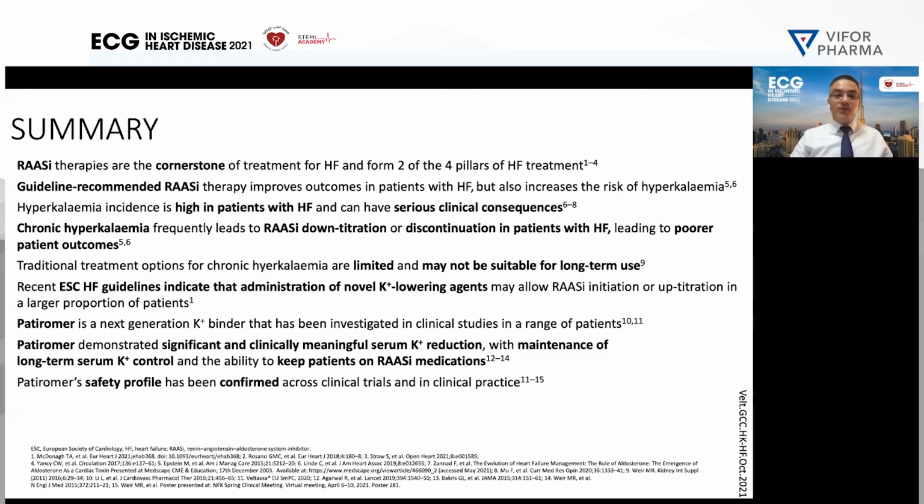Patiromer is a next generation potassium binder that has been investigated in clinical studies in a large range of patients. It demonstrated significant and clinically meaningful serum potassium reduction with maintenance of long-term serum potassium control and the ability to keep patients on RASI medication. The safety profile has been confirmed across clinical trials and in clinical practice.